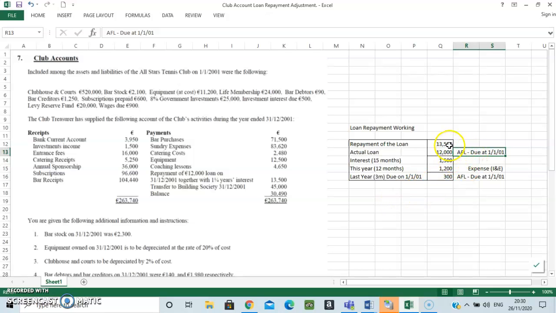Those three numbers go in. The 13.5 and the 1500 are irrelevant to us now. We've separated it out to get the more relevant numbers.